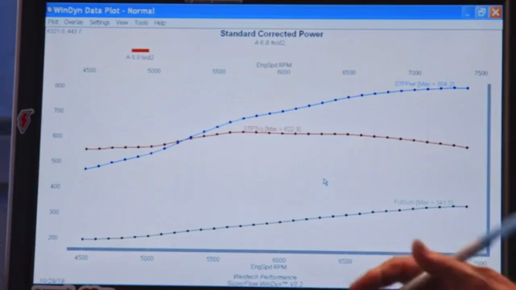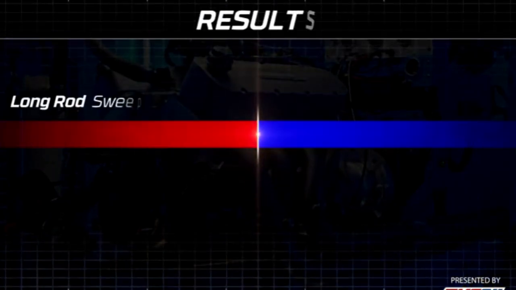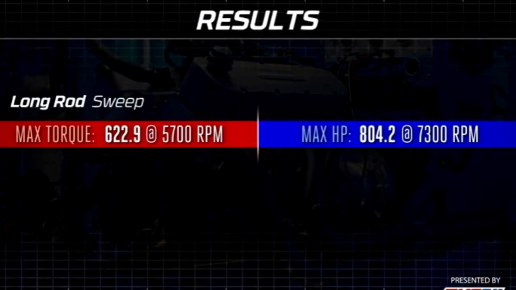So there's that baseline pull all tuned up. We've got 804.2 at 7,300 RPM and 622.9 pound-feet of torque at 5,700. Not bad for what it is. That's a nice motor. You know what? We need to pick up more data.